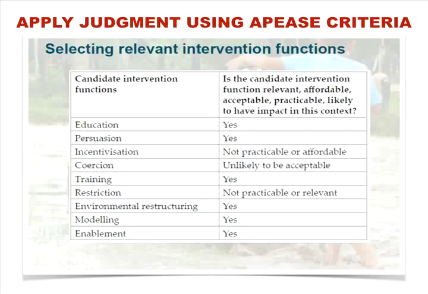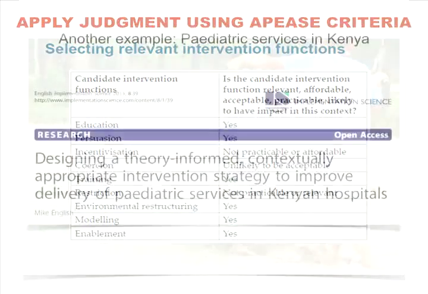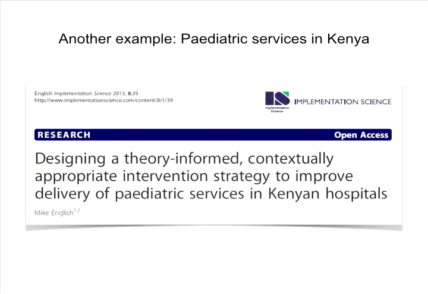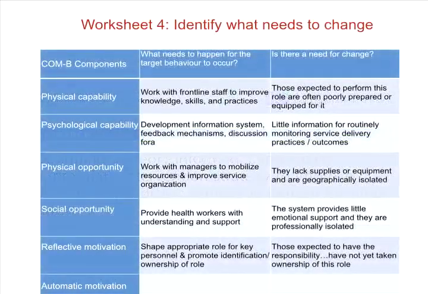So let's do another example. This is delivering pediatric services in Kenya. This is a group that's working within KEMRI, and they published a cluster randomized trial of this complex intervention that was shown to be effective in improving the delivery of pediatric services in multiple hospitals in Kenya. They wanted to understand, and they described how they designed this using COM-B. So what needs to happen in order for the target behavior to occur?